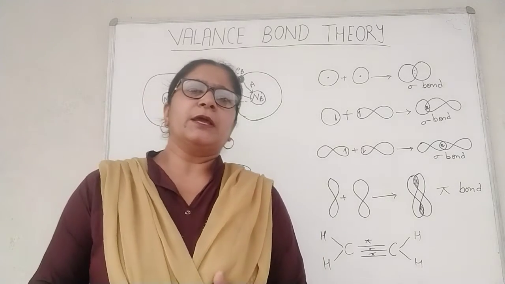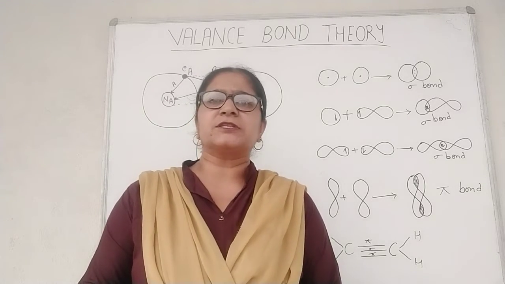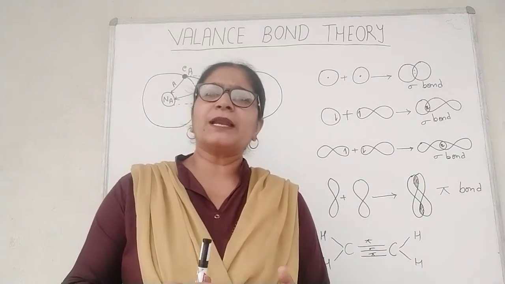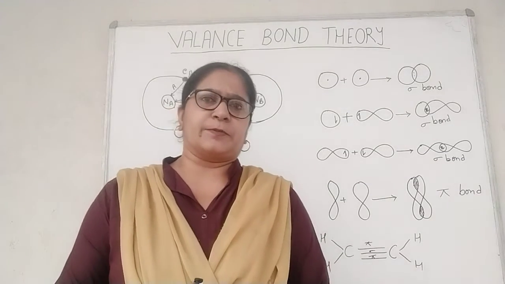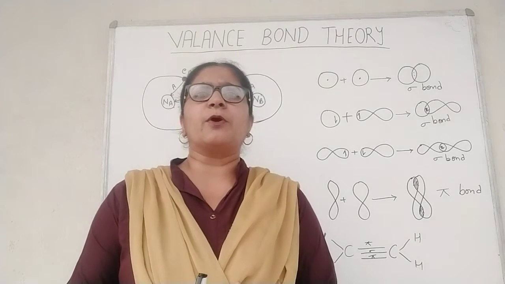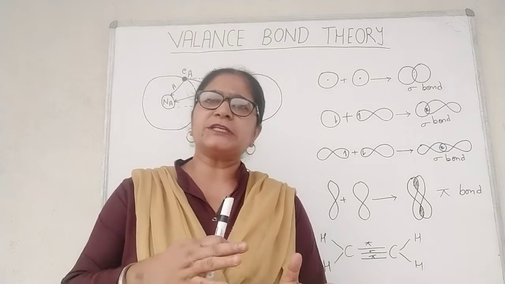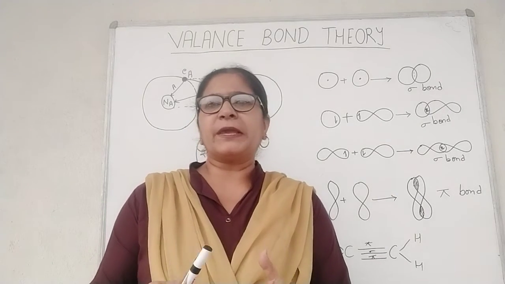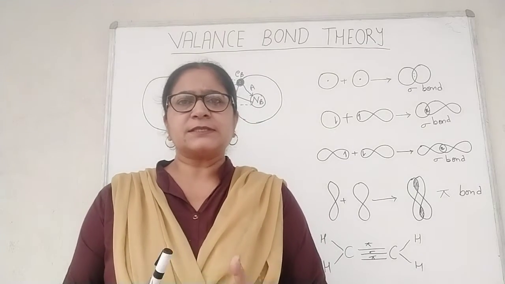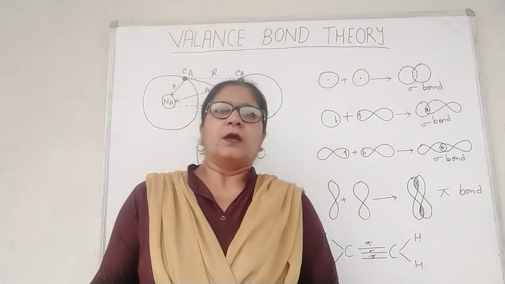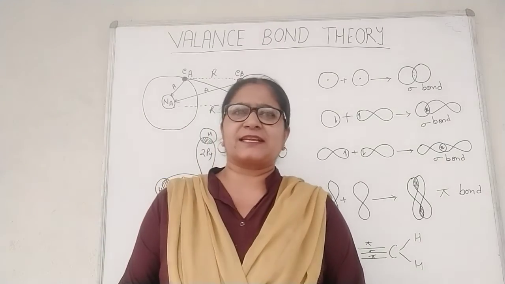According to this theory, a covalent bond is formed when a pure valence atomic orbital of one atom overlaps with a pure valence atomic orbital of another atom. Each of the overlapping orbitals contains an unpaired electron of opposite spin. The electron pair is shared by both atoms. The strongest bond is formed when the orbitals of the two atoms overlap to the maximum extent.